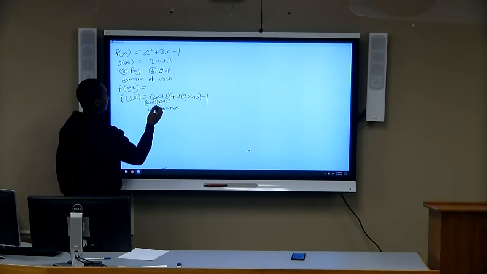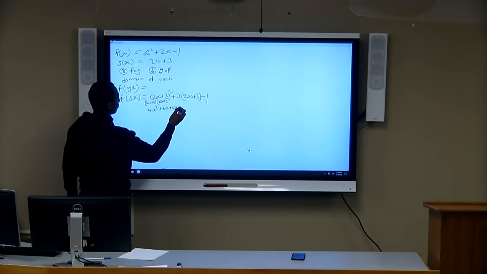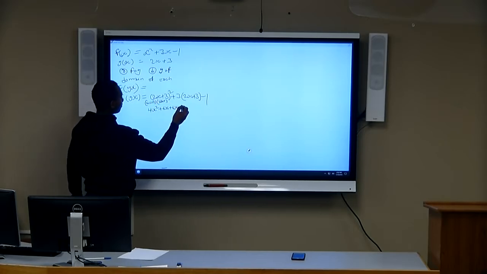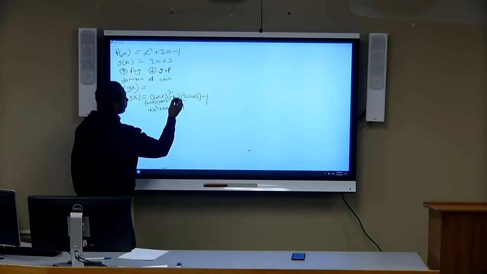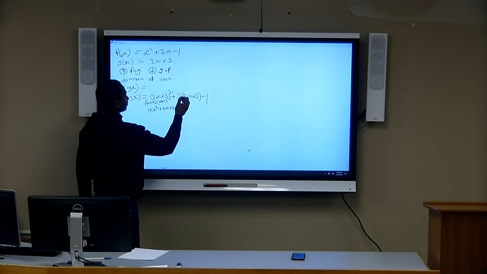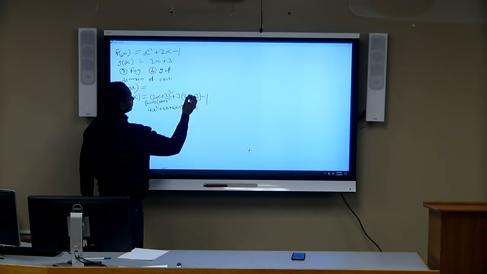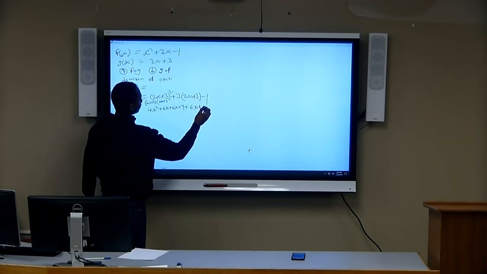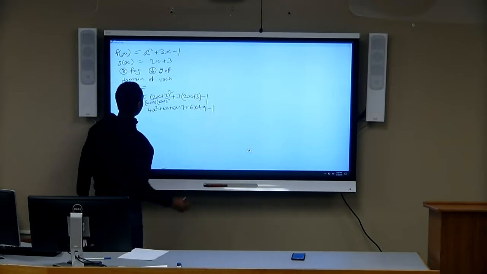So it's going to be this times this is equal to this. This times this is equal to 6x. And this times this is equal to 6x plus 3 times 3, 9. We come here plus 3 times 2 is 6x. 3 times 3 is 9 plus 9 minus 1.